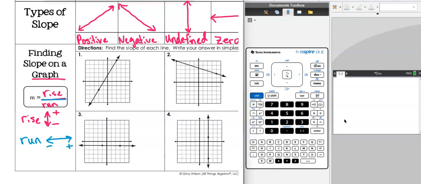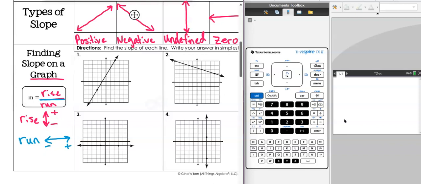So looking at example number 1, we have to find the slope of each line, and we have to write the answer in the simplest form possible, which means we're just going to be dividing our numbers each time. When you're finding the slope, you need 2 points. You need a beginning and an end. And thankfully, this document marks a point for you right here and right here.